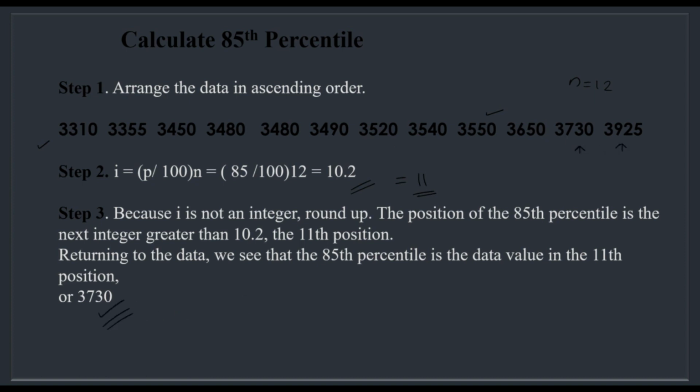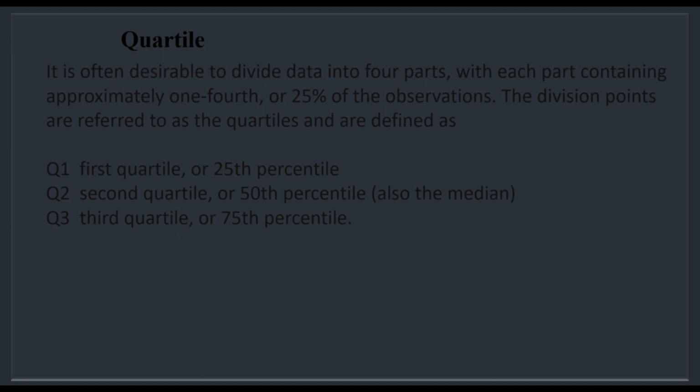3730 is the value with the 85th percentile. Clear? So the 11th position value is with the 85th percentile. The quartile, another important measure of central tendency, is the quartile. Quartile is very easy because it is easily calculated using all the previous central tendency measurements.